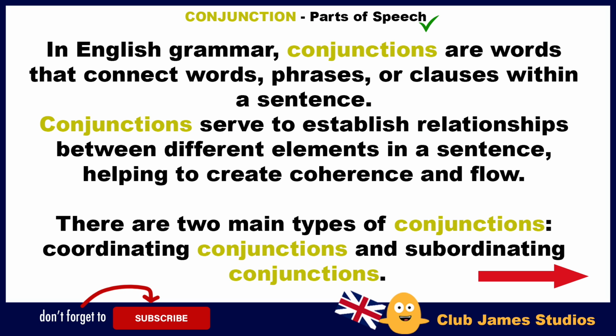In English grammar, conjunctions are words that connect words, phrases, or clauses within a sentence. Conjunctions serve to establish relationships between different elements in a sentence, helping to create coherence and flow. There are two main types of conjunctions: coordinating conjunctions and subordinating conjunctions.